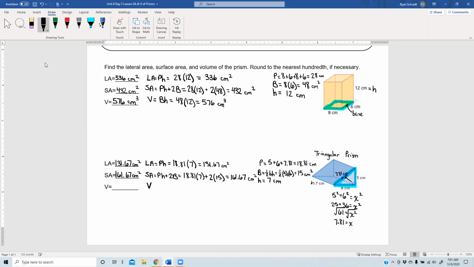And then last but not least, volume. Volume is area of the base times the height of the prism. The area of our base is 15, height of the prism is 7. So 15 times 7 is 105 centimeters. Since it's volume, we'll need to do centimeters cubed. So 105 centimeters cubed is your volume.